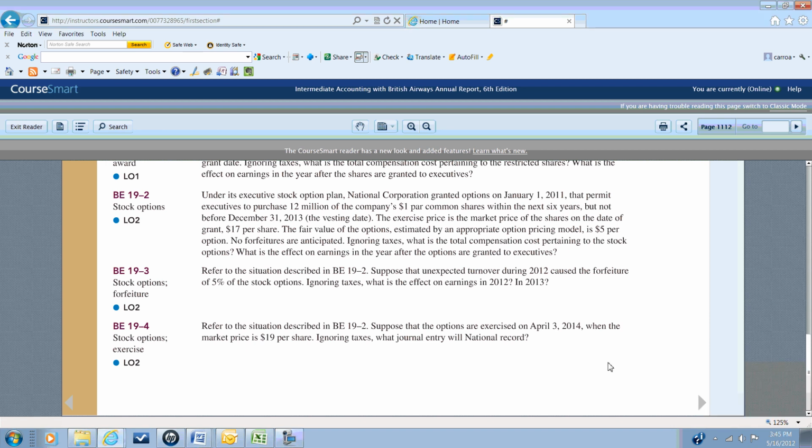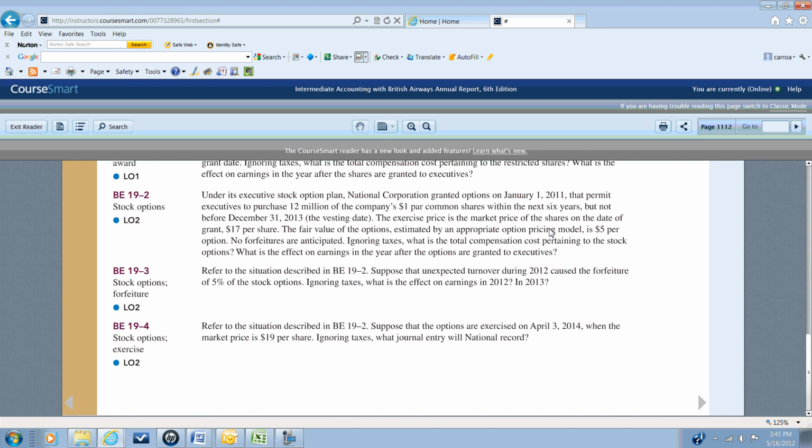We're going to be looking at accounting for stock options. In our example, this company on January 1st, 2011, awards stock options that allow executives to purchase 12 million shares of the company's common stock. They have to do this within the next 6 years, but they cannot exercise these options before December 31st, 2013, which is called the vesting date.